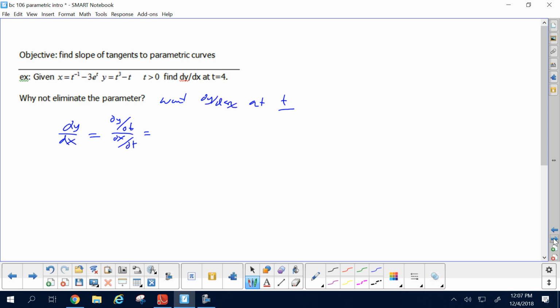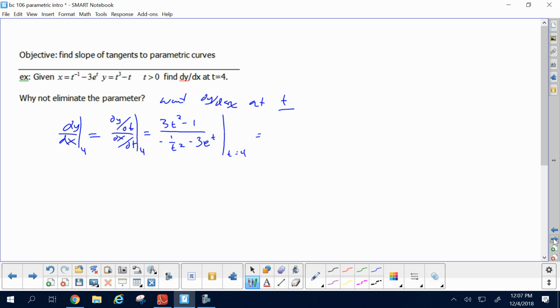Now it still gives you the slope of the path, but it's comparing how the x is changing at a certain rate and the y is changing to get that slope. So what is dy/dt? 3t squared minus 1 over, negative 1 over t squared, minus 3 to the t. We need to evaluate that at t equals 4, right?